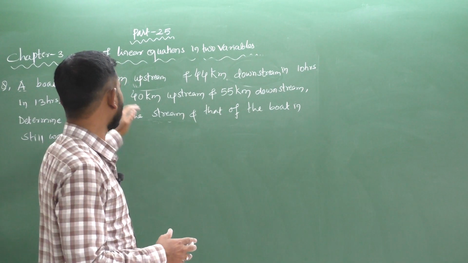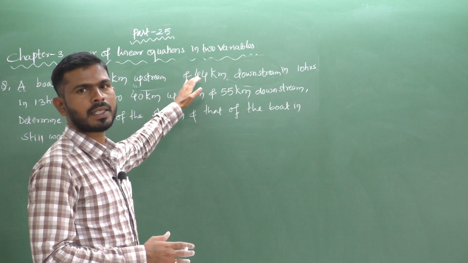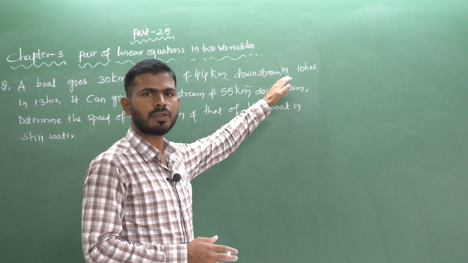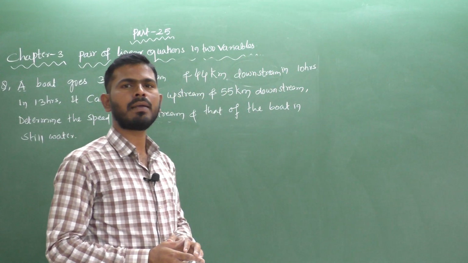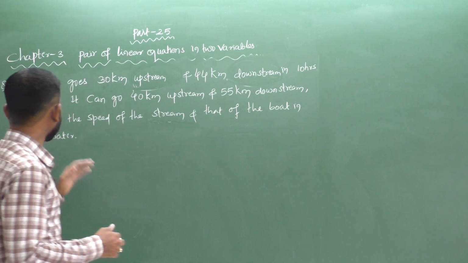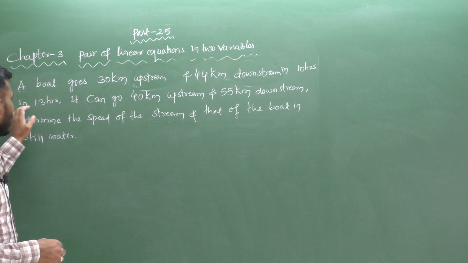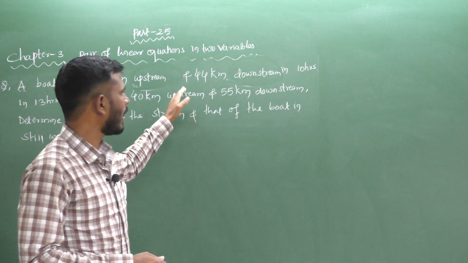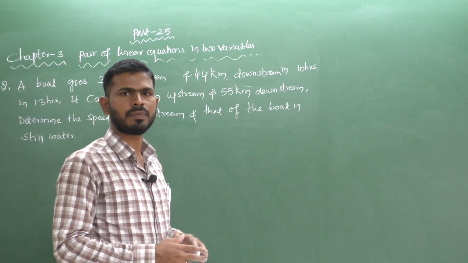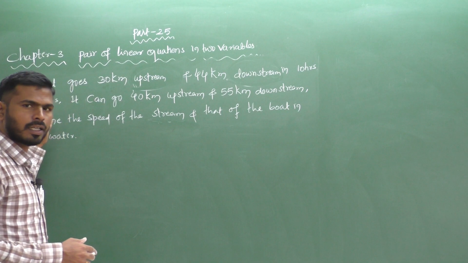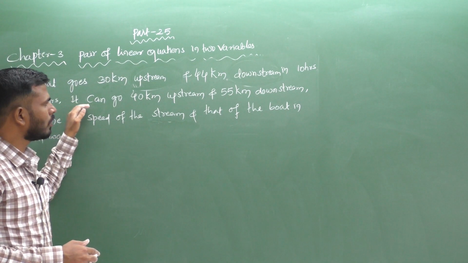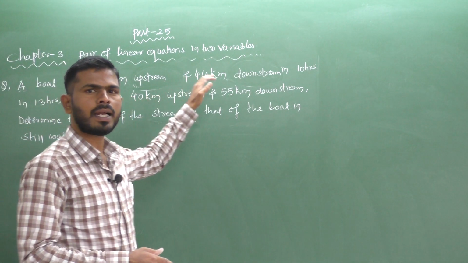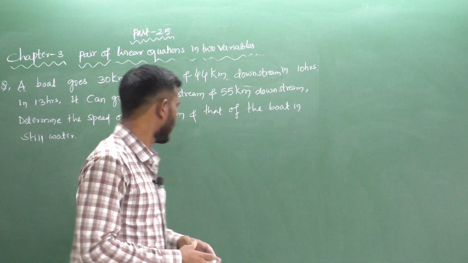Suppose the boat goes 30 km upstream plus 44 km downstream, it will take 10 hours. Next, another condition is given here. In 13 hours it can go 40 km upstream and 55 km downstream. It will take 13 hours to go 40 km upstream and 55 km downstream.